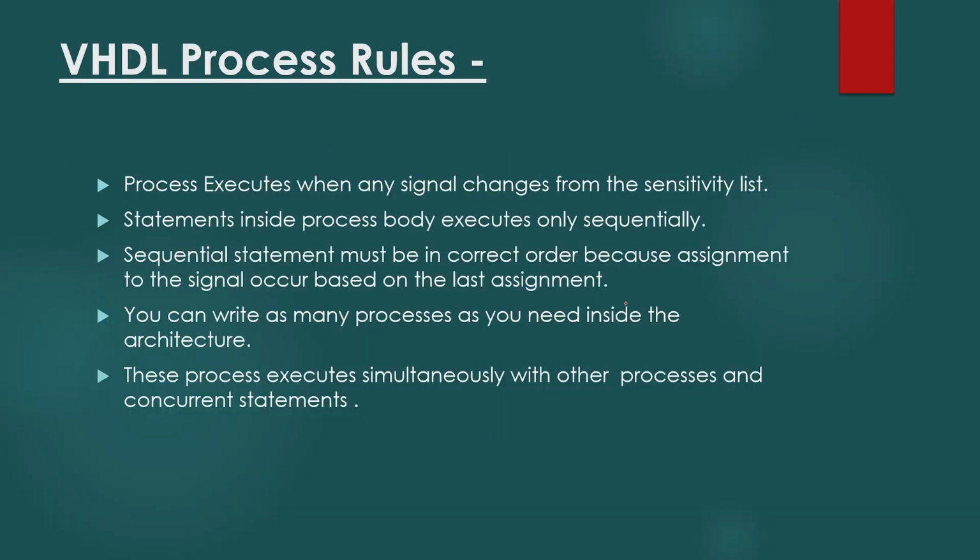Let's talk about a few important process rules. The most important aspect of a process is what we have just talked about, that is the sensitivity list. A process will only execute when at least one signal from the sensitivity list changes. Another important thing to remember is that the statements inside the process are sequential statements and execute sequentially, meaning one by one.